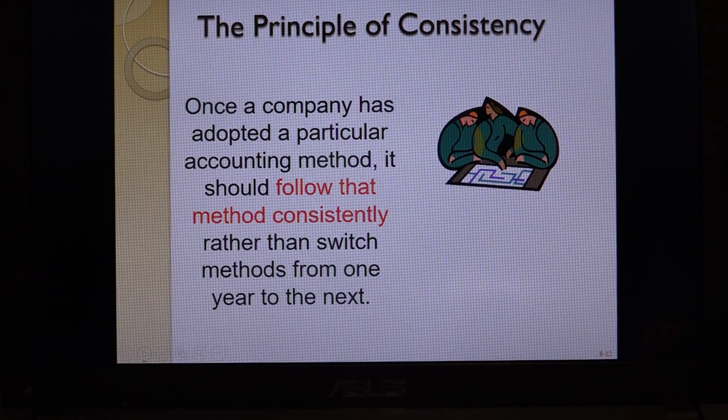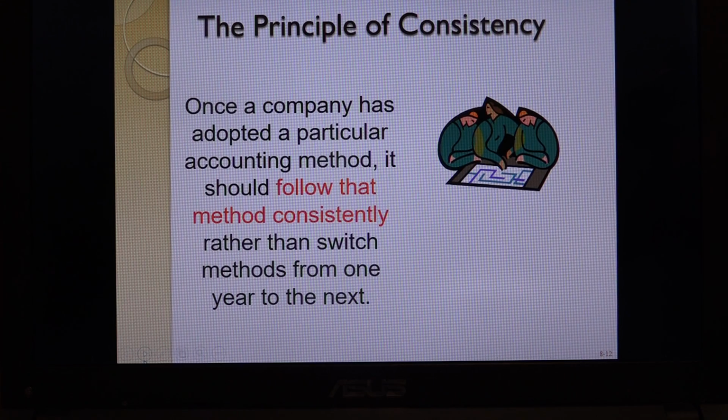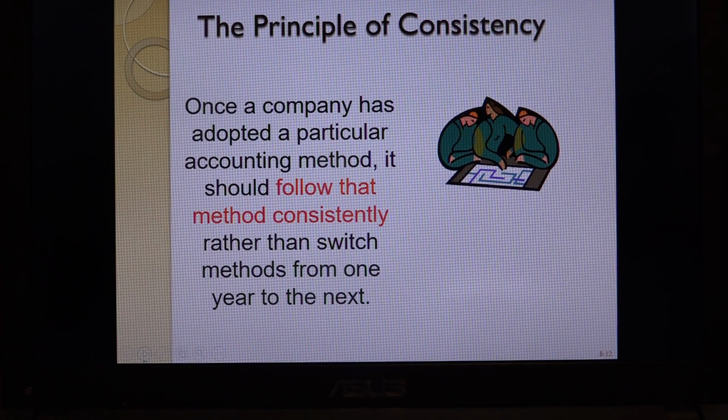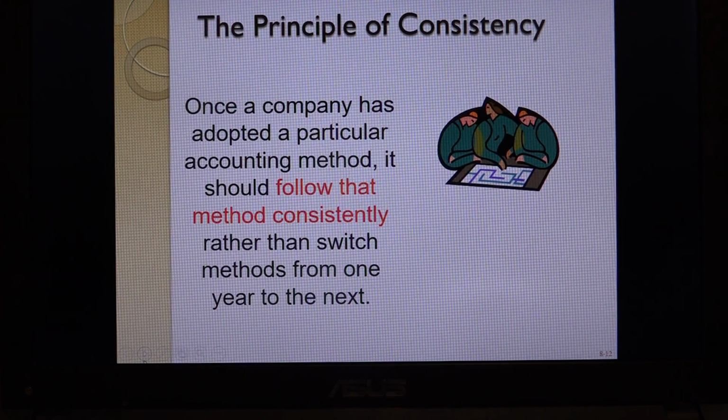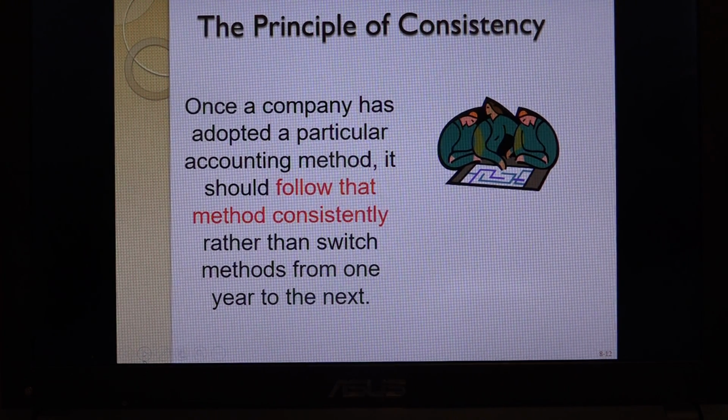Once you choose to use a certain cost flow assumption, the consistency principle says that you must follow that. You must be consistent in using it in subsequent periods, unless there is a valid reason for the change. And so, why do we have this consistency method?